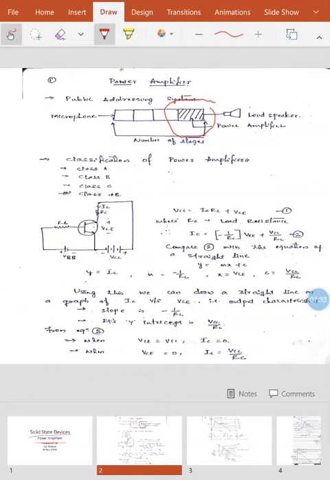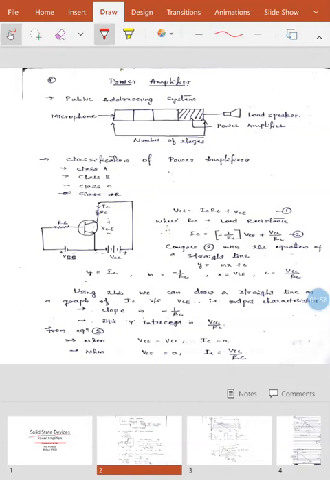Okay? So if this is a power amplifier, what about the other amplifiers? Here we will be using the normal amplifiers, which are going to enhance the signal strength, and here we are going to enhance the output power capability so that high power output will be delivered to the load. Okay?